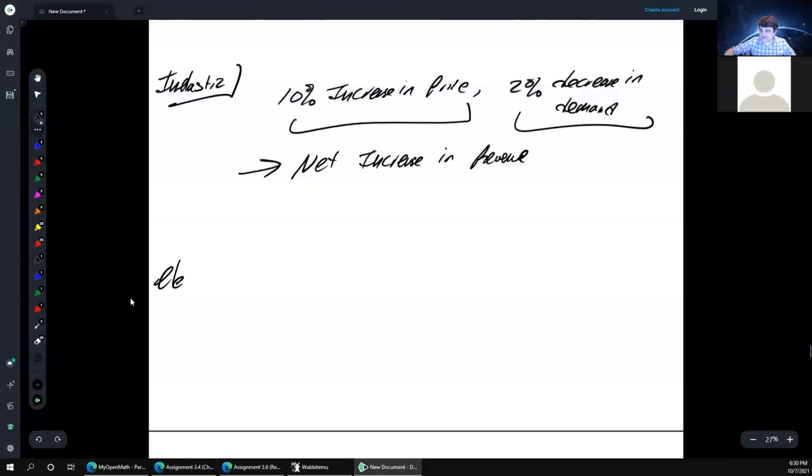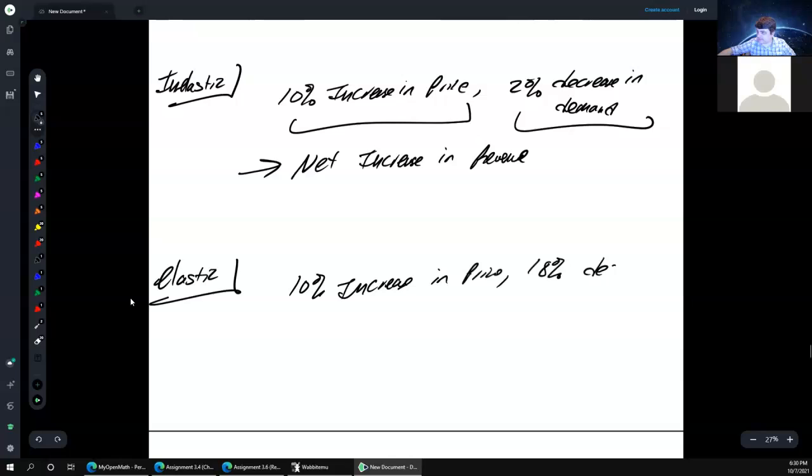If we are elastic, well, if we have something like a 10% increase in price, that would lead to a larger, let's say 18% decrease in demand. This would be a net decrease in revenue.